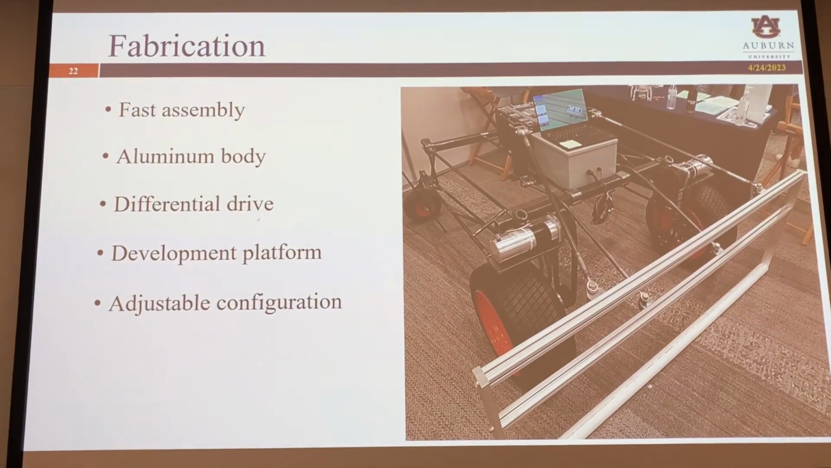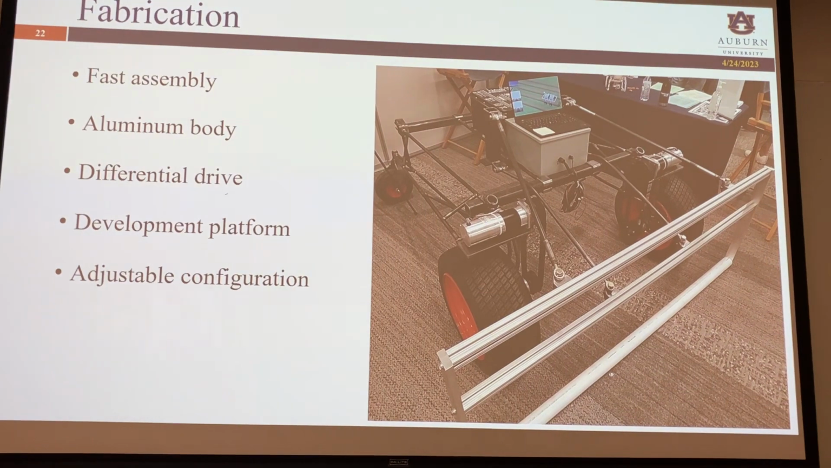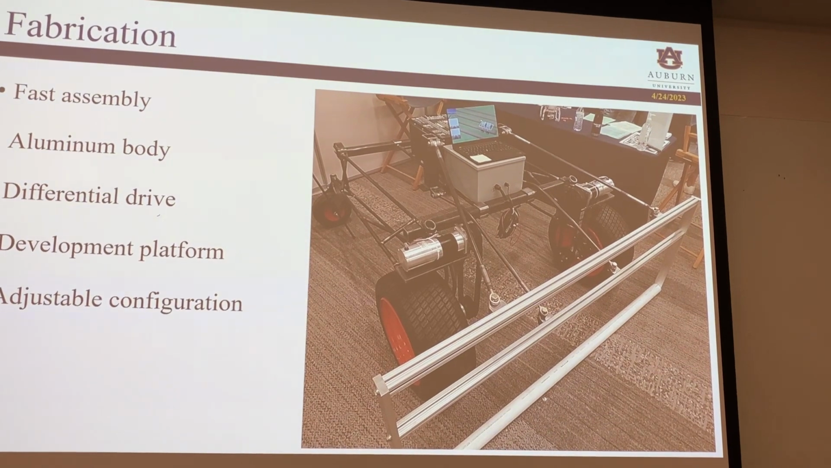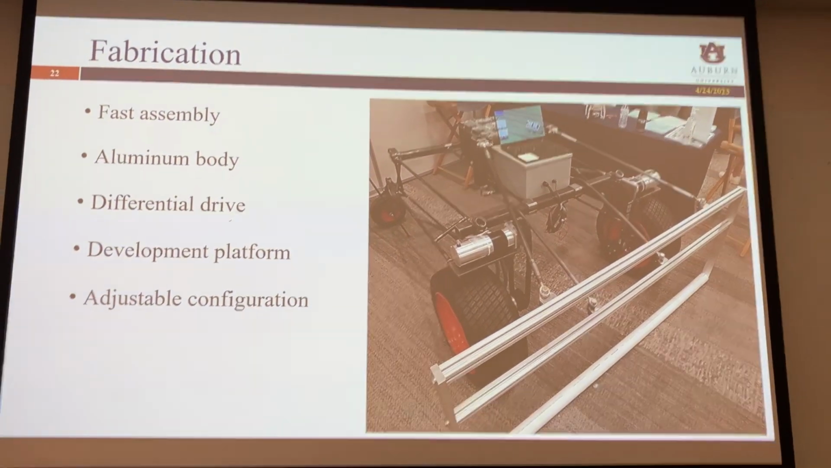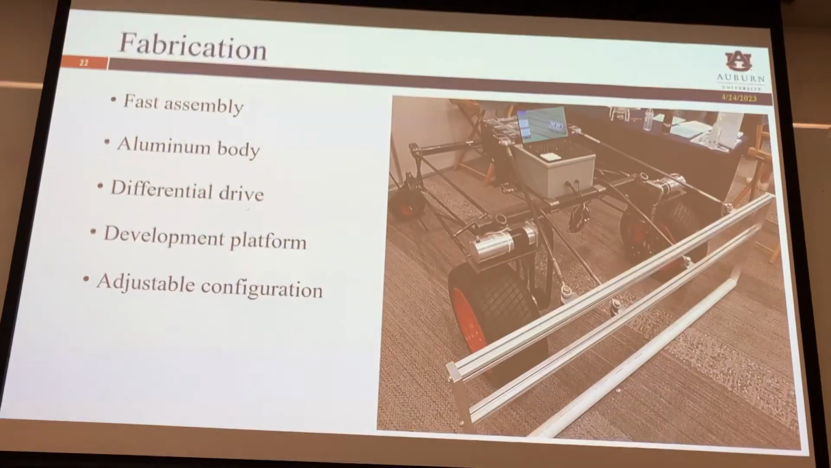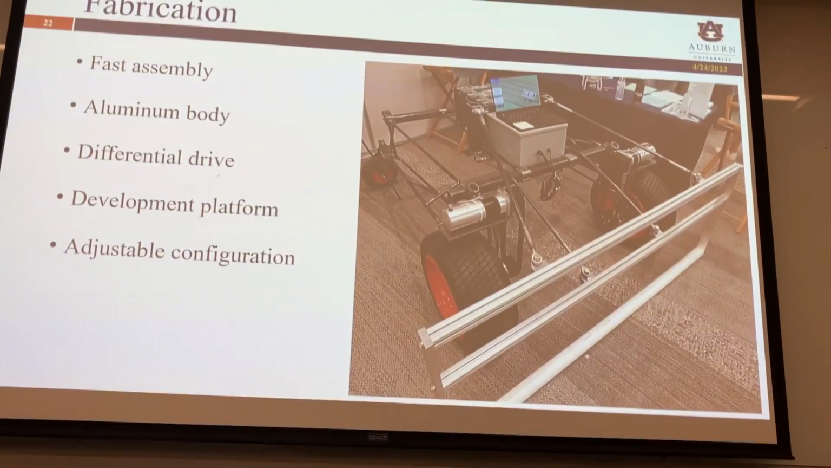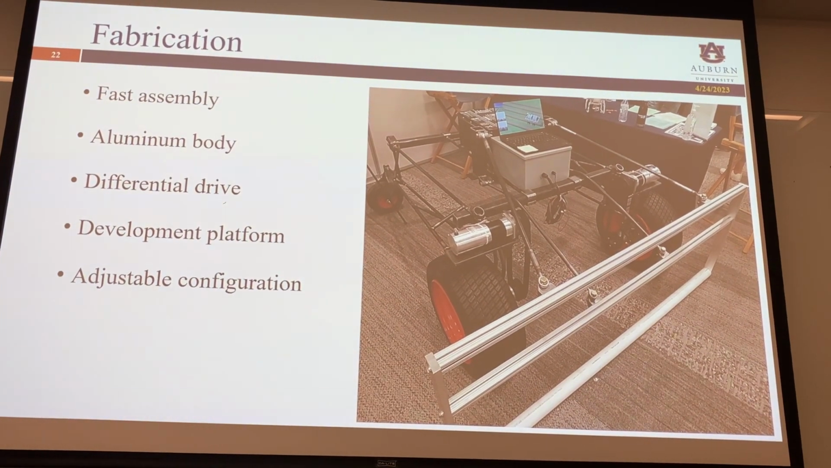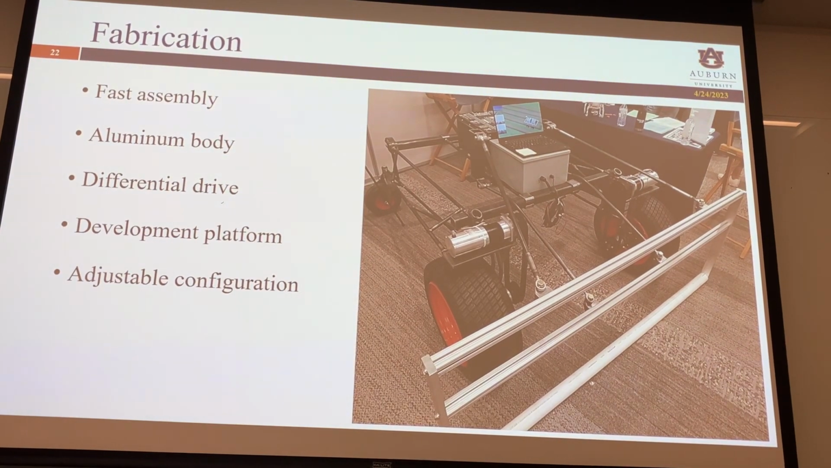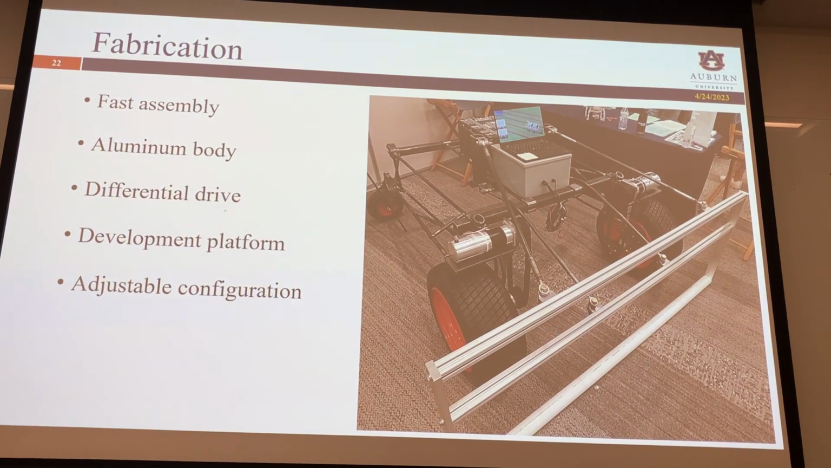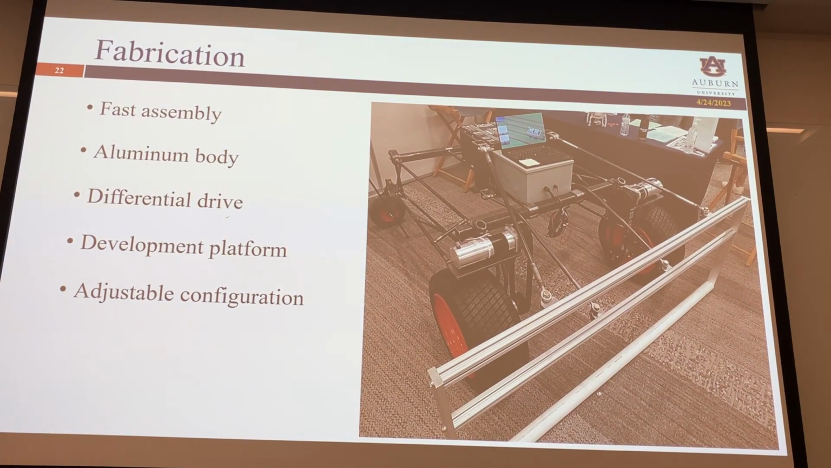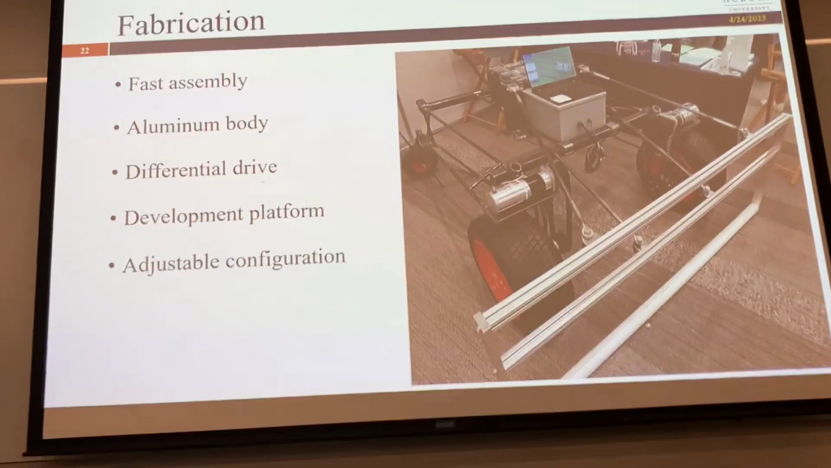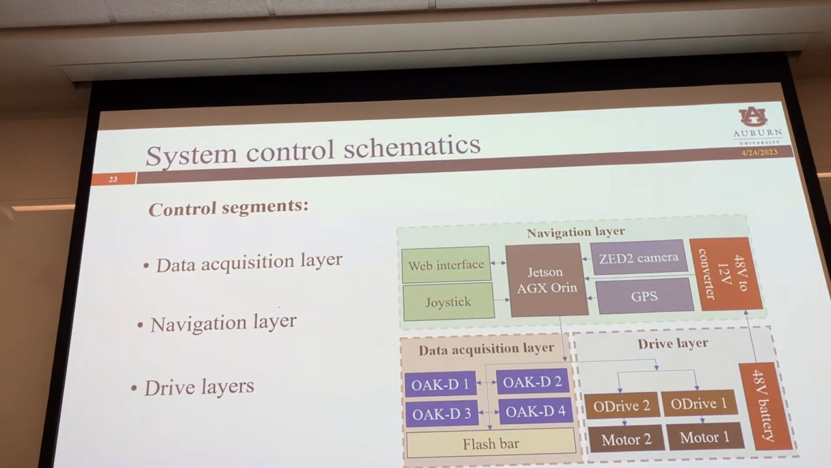This is the robot. It has an aluminum body, differential drive configuration. It's a development platform, so basically we can add other modules with different functionalities to it, such as beading or spraying, precision spraying. And it has an adjustable configuration, so if you see the body, instead of these short bars, we can put longer bars, and everything is with nuts and bolts. So if a nursery has wider beds, narrower beds, there are several different standards in nurseries, we can reconfigure it and make it work with them.